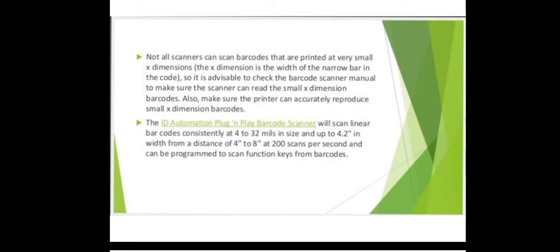The ID Automation Plug and Play barcode scanner will scan linear barcodes consistently at 4 to 32 mil size and up to 4.2 inches in width from a distance of 4 to 8 inches at 200 scans per second, and can be programmed to scan function keys from barcodes.